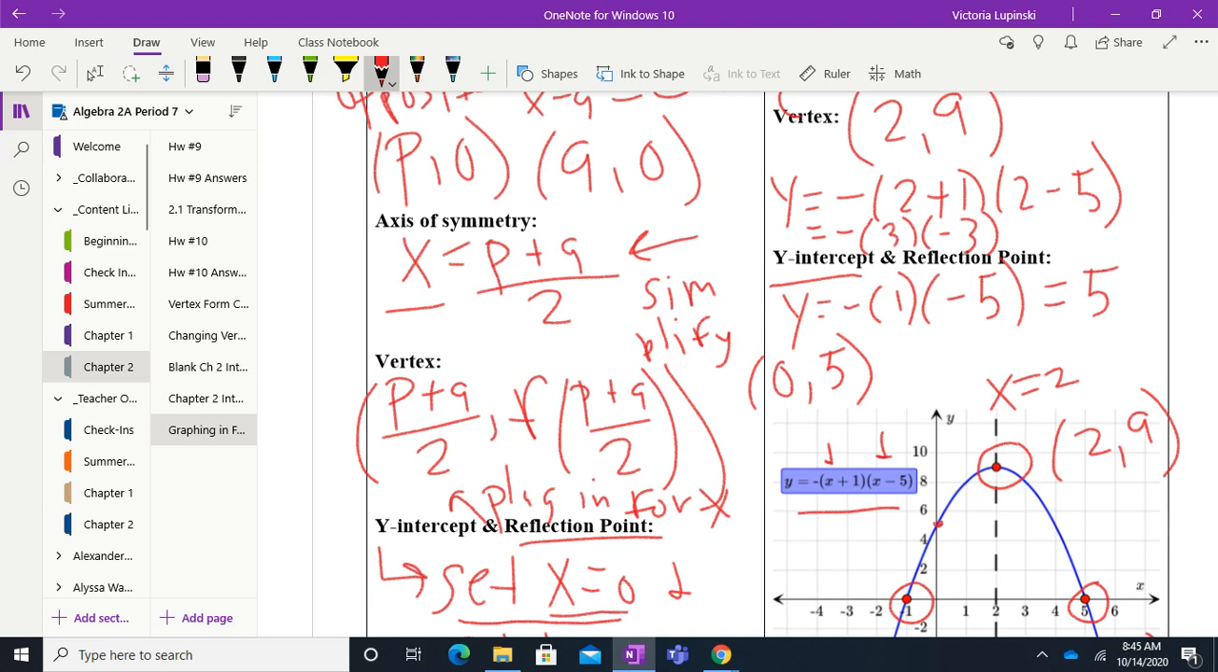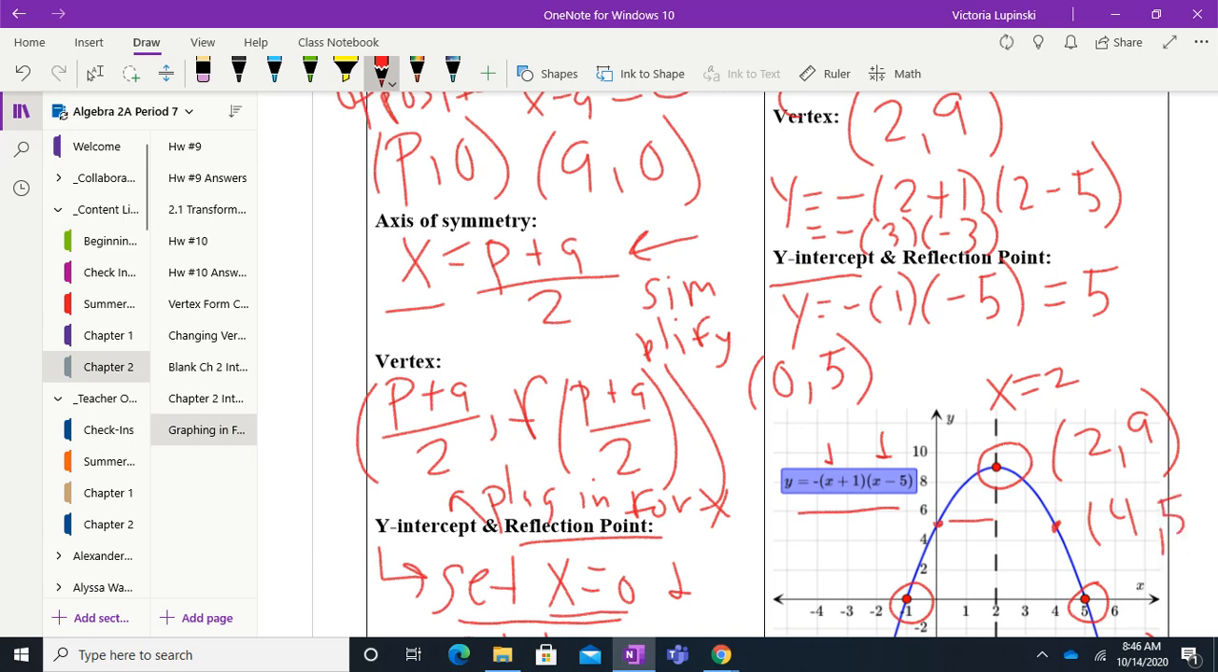Then last but not least, the reflection point means there should be a corresponding mirror image on the other side of the axis of symmetry. So if you look at how I got to that point, you're basically looking at the distance from the axis of symmetry to that value on the left. You're now going to go the same distance from the axis of symmetry to the right. So that point 0, 5 is 2 units to the left of the axis of symmetry, which means if I go 2 units to the right of the axis of symmetry, I should get the corresponding mirror image point, which is going to be the point 4, comma 5.